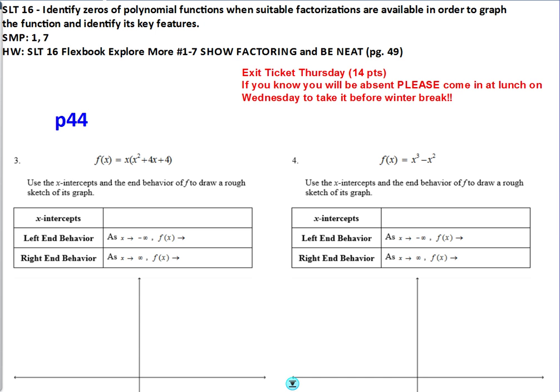So let's turn the page. Not page 44. This should be page 6 for you guys.